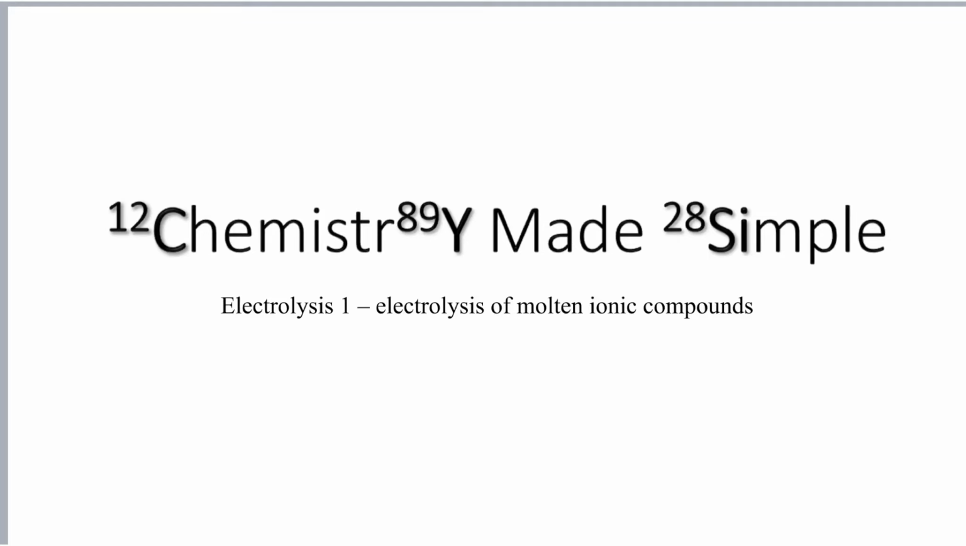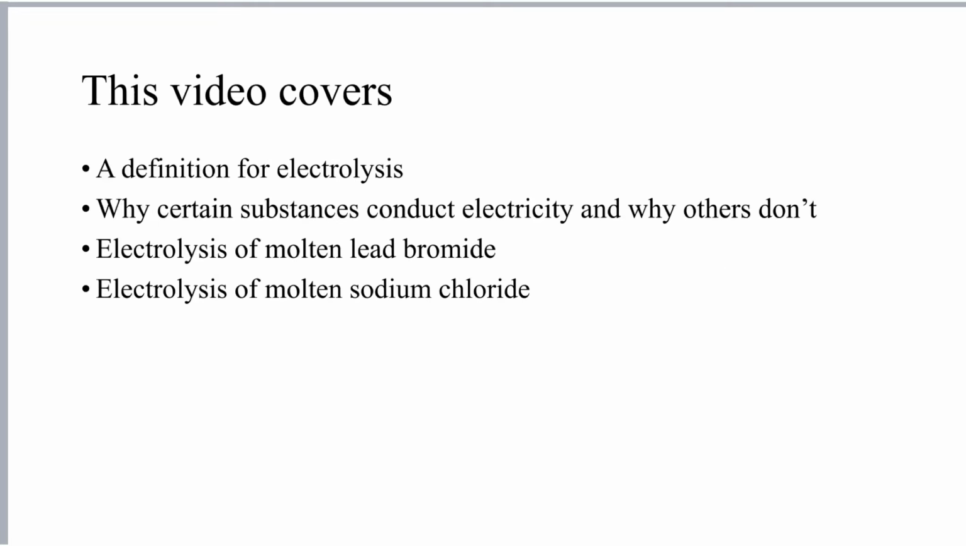Right, hello there. This is the first of two videos on electrolysis, and in this one I'm going to look at molten ionic compounds with you. So I'll start off by defining electrolysis for you, then I'll have a look at why certain substances conduct electricity and why others don't. Now, before we study this, it might be a good idea, if you need to refresh your memory of giant ionic structures and simple molecular structures and their properties. Then we'll have a look at two examples: the electrolysis of molten lead bromide and the electrolysis of molten sodium chloride.